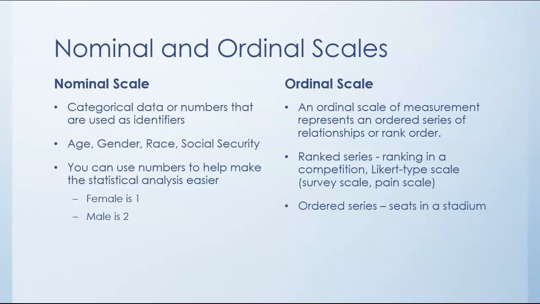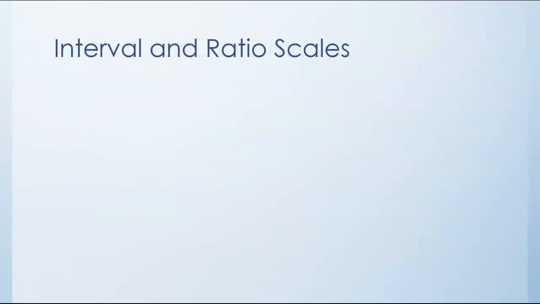So again, nominal and ordinal are kind of those categorical things that we're not going to take the mean of and things like that, but they are different in that nominal scale is just identifiers. They're just categories, whereas ordinal scale, we can rank them. So when you're looking at the difference between those two, just make sure you understand that's the big difference there.